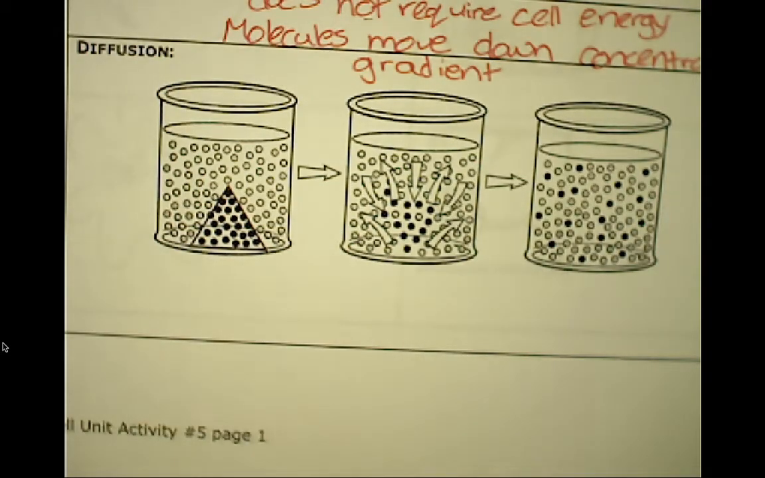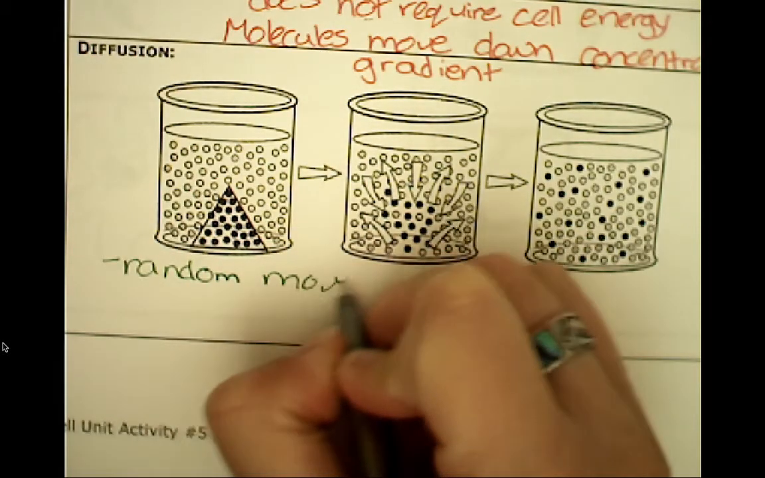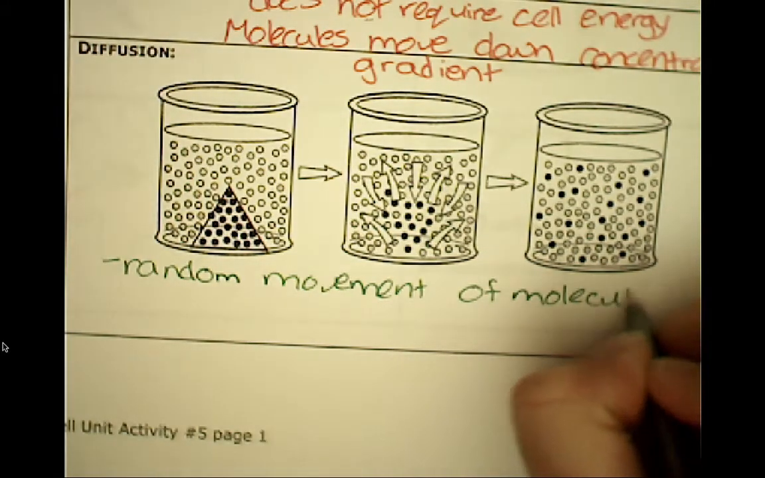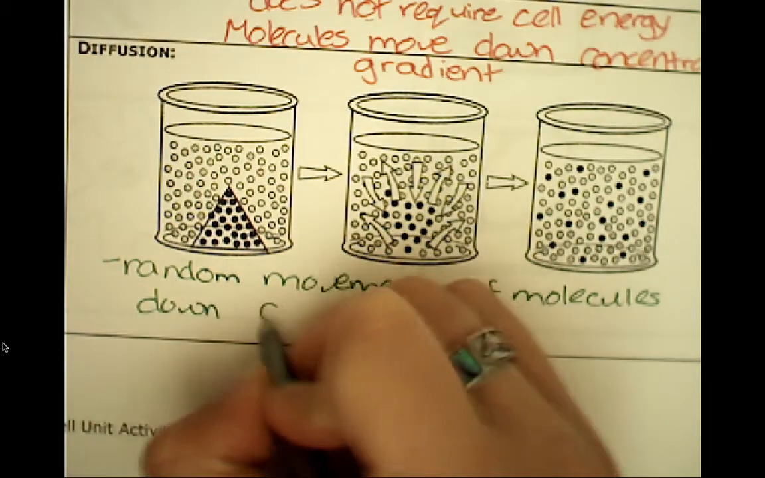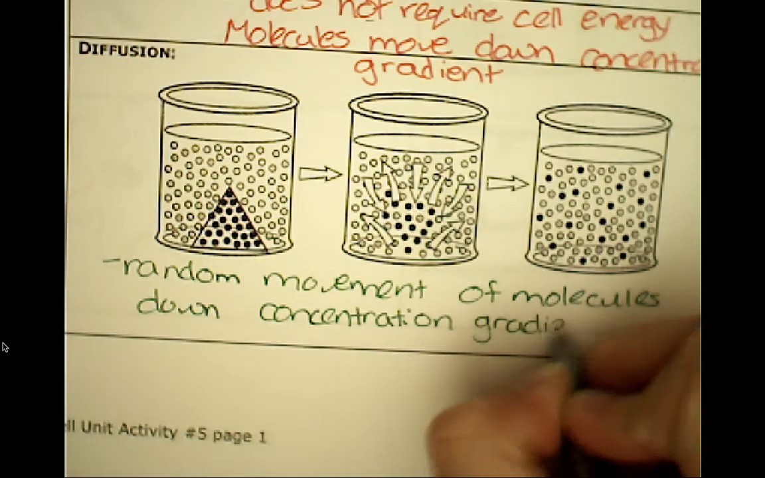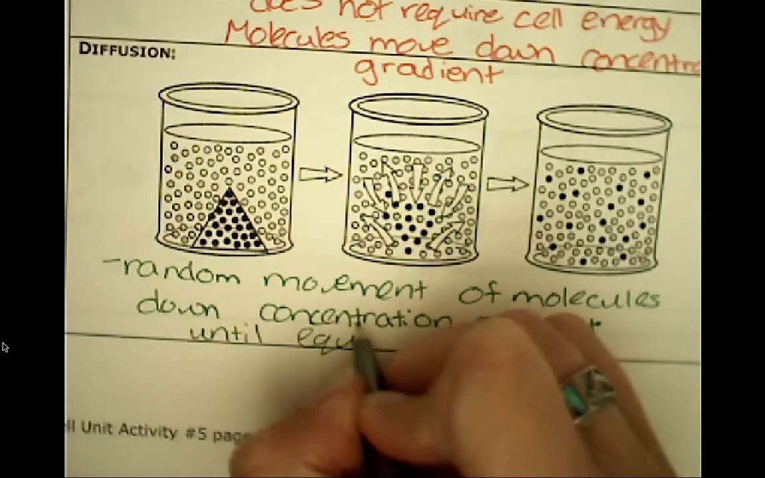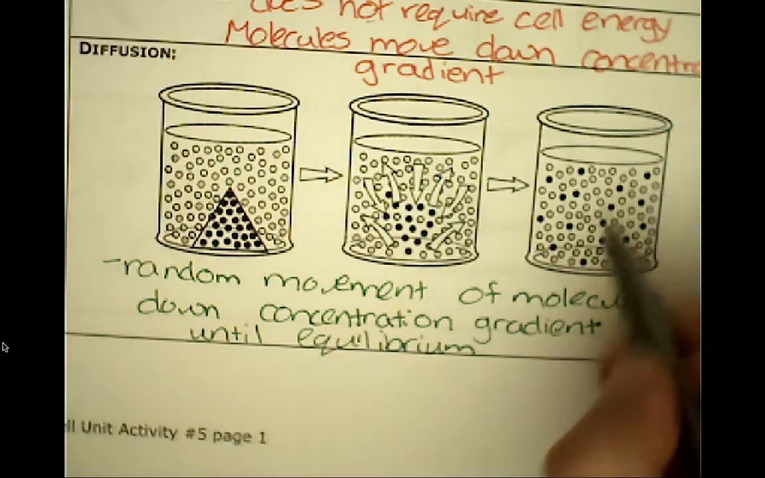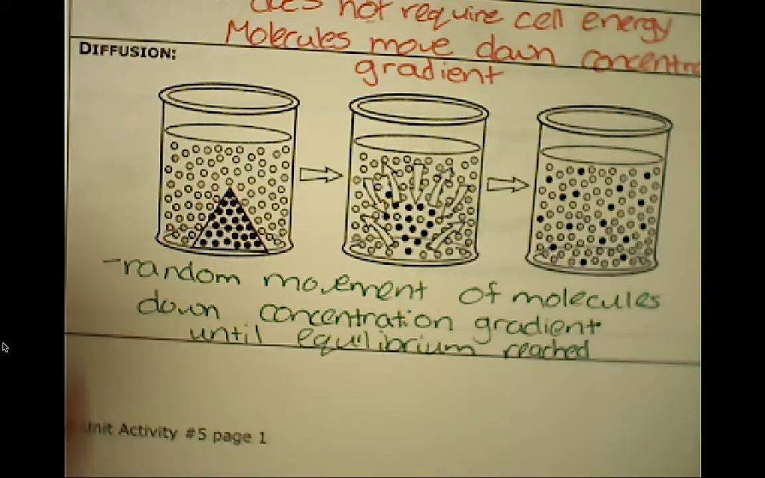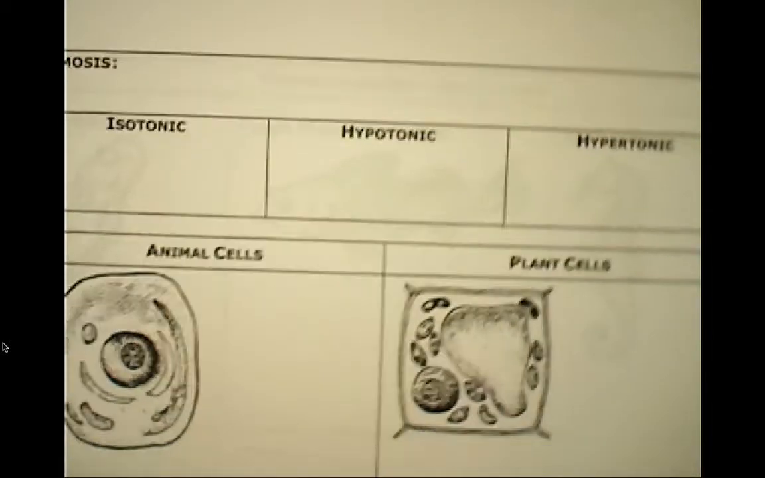Okay, so we have this random movement of molecules down the concentration gradient, from high concentration to low concentration. Any molecule is going to move from where it's highly concentrated to where it's less concentrated until an equilibrium is reached. And that equilibrium is going to continue where some molecules are going to go in and some molecules are going to go out, but at the end, the same amount of molecules are going to be inside as outside.